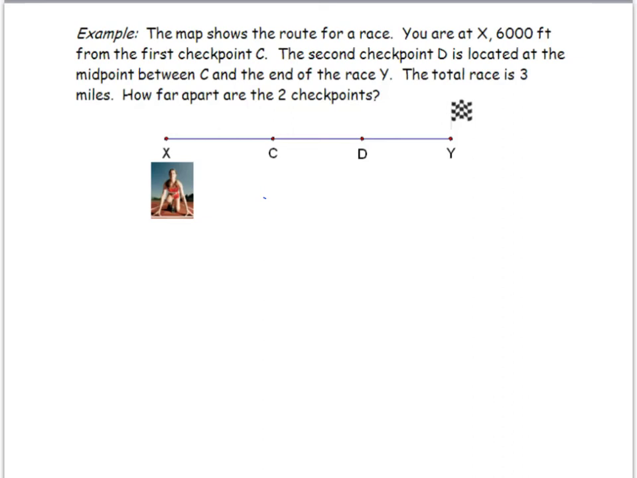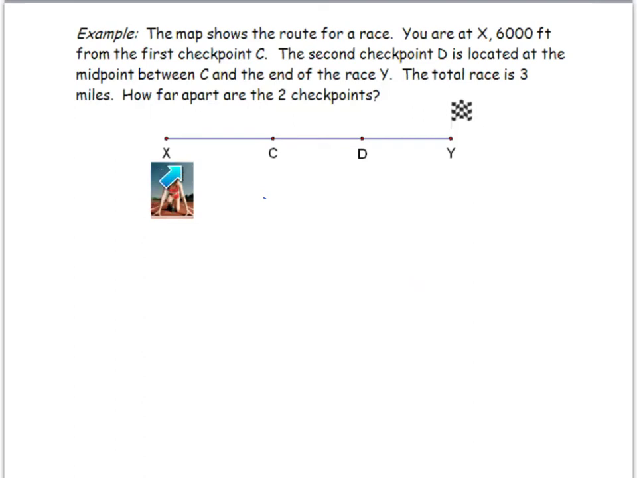All right, last example, everybody's favorite. We got a word problem. Woohoo! All right, first things first, you read through it, then you label your picture, and then we're going to solve. So we got our map here. Our map shows our route for a race. You are at X. There you are, getting ready to go.